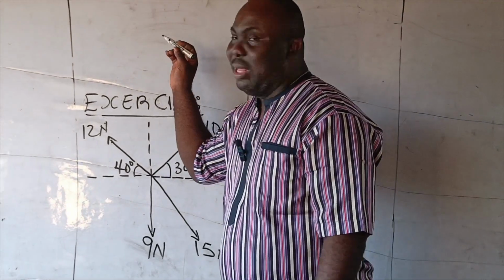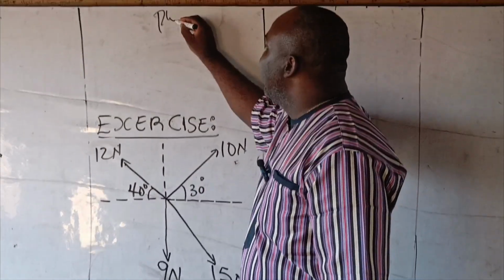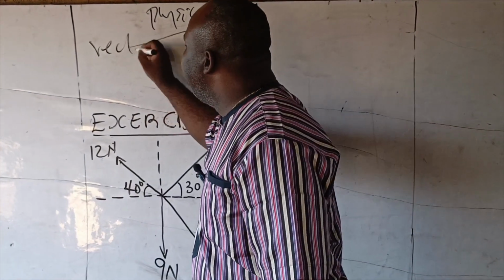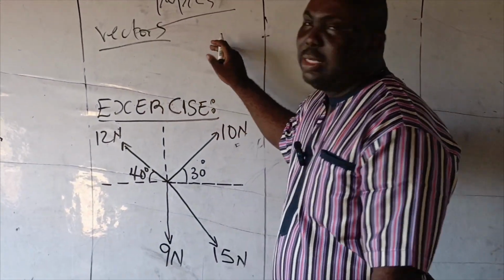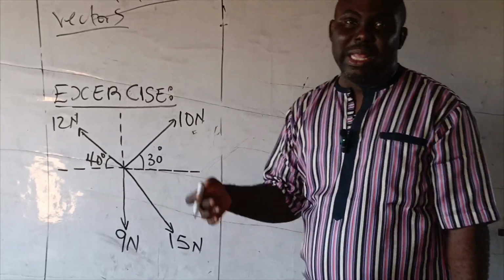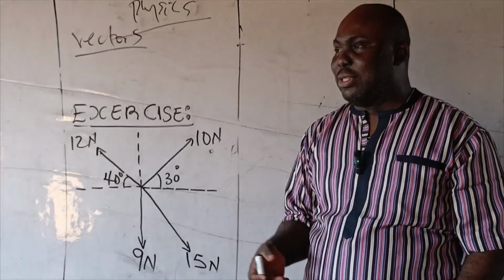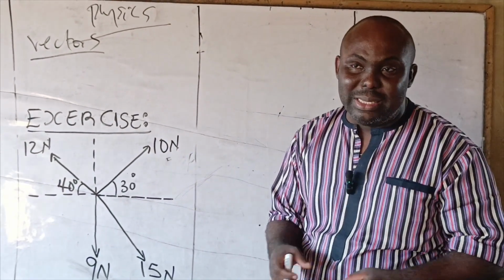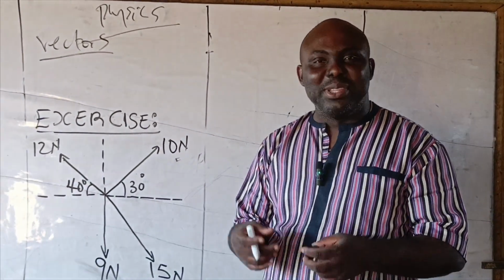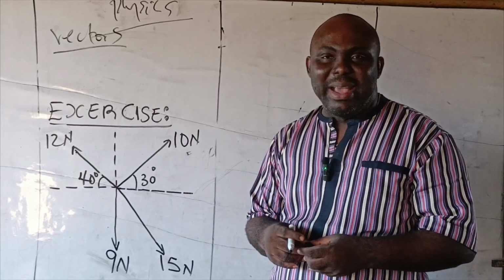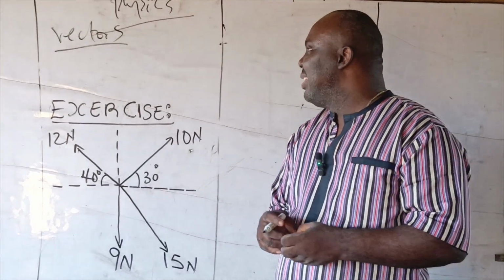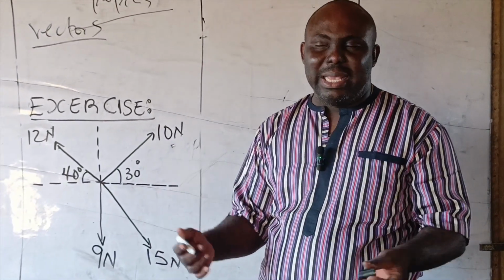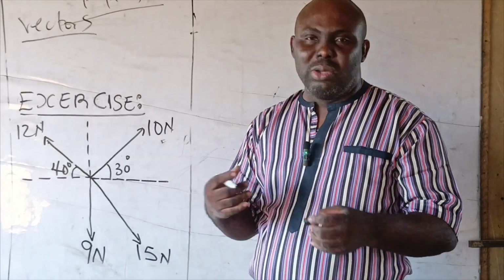Hello, welcome to the lecture in online science class, discussing physics, the concept of vector. Vectors are physical quantities that have both magnitude and direction. Because in physics we measure physical quantities, some of these quantities have both magnitude and direction, and some have only magnitude. Examples of vectors: velocity, acceleration, force, weight, work done.